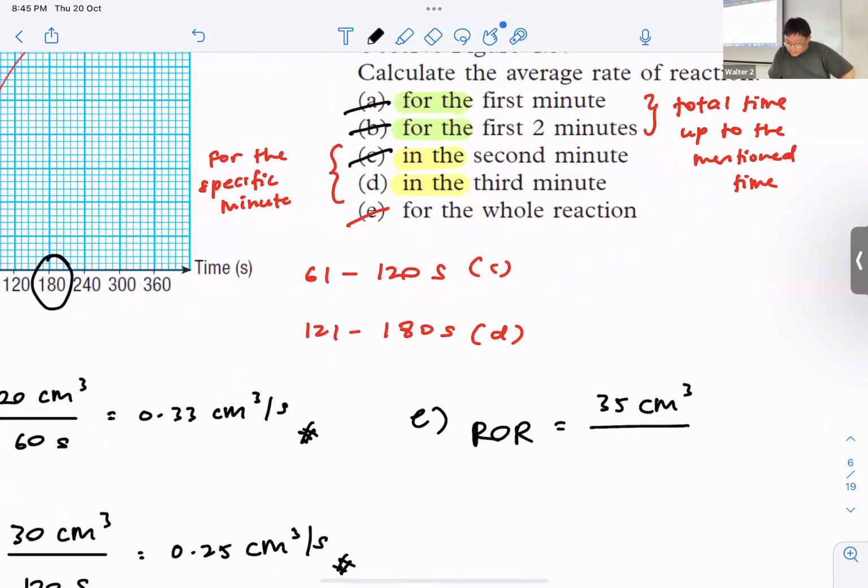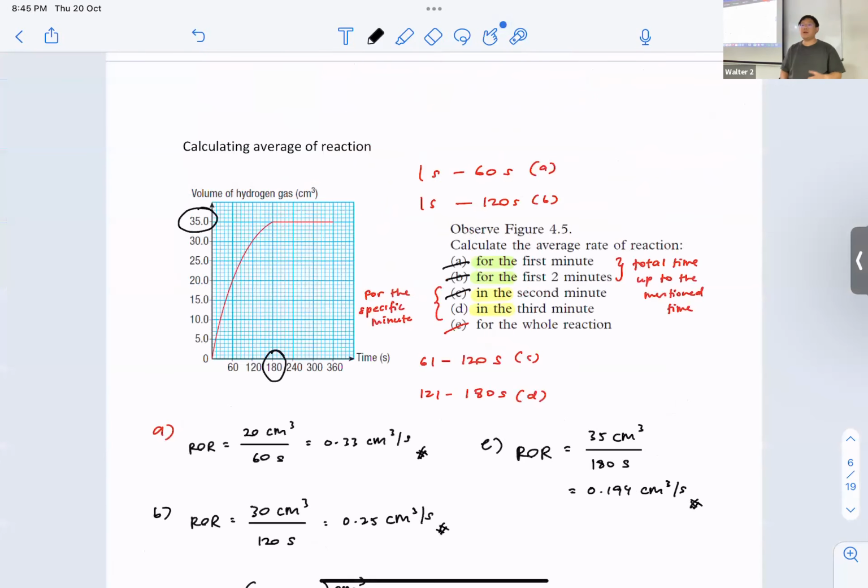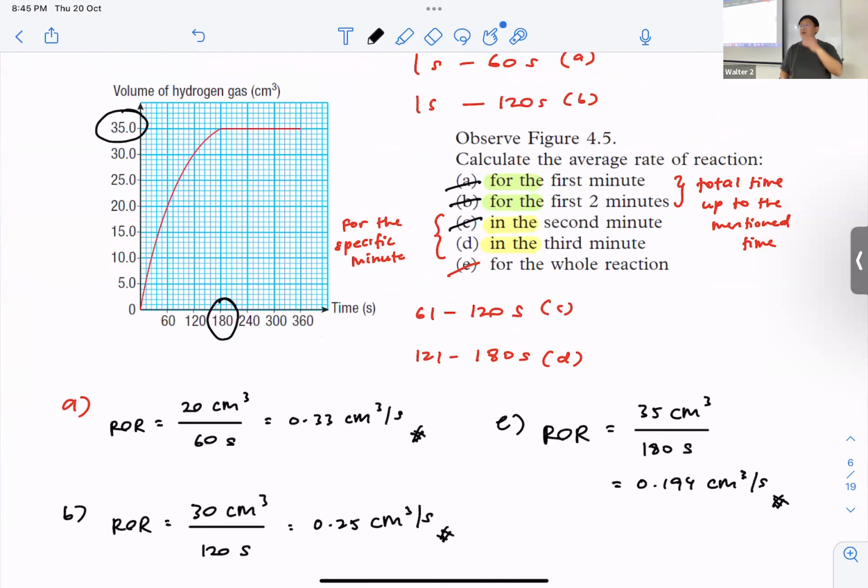cm cube of gas divided by 180 seconds. The answer is 0.194 cm cube per second. So that's how we calculate the average rate of reaction in each and every different case.